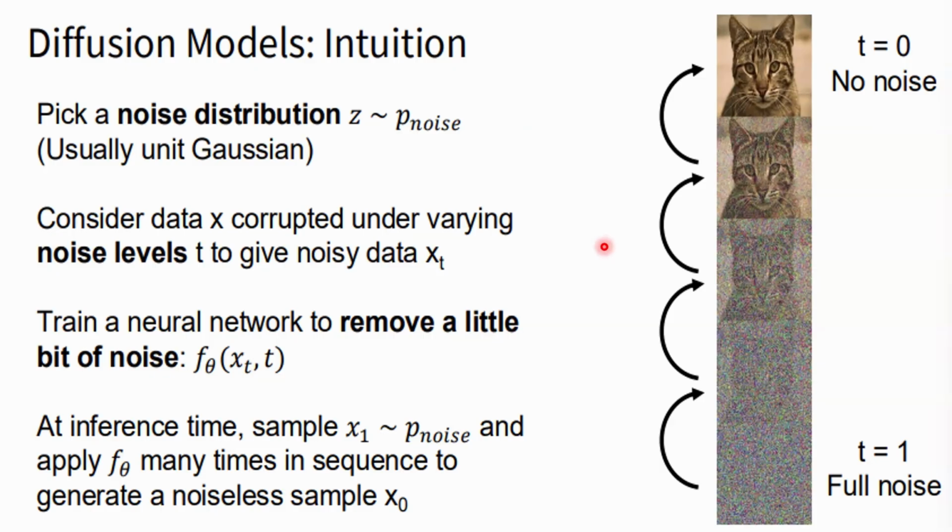During inference, we will sample x of 1 from noise, and then we will apply the neural network many times in sequence to generate a noiseless sample x of 0. So it's just one model learning it, and there's no minimax game, no generator, no discriminator, just one model.